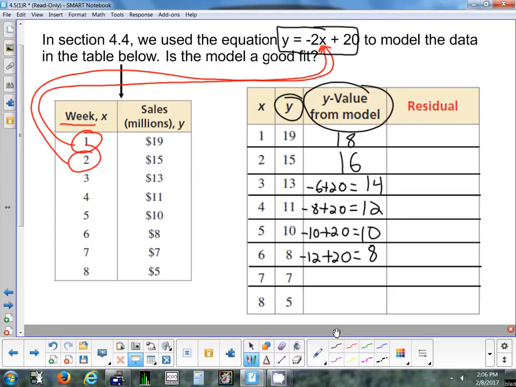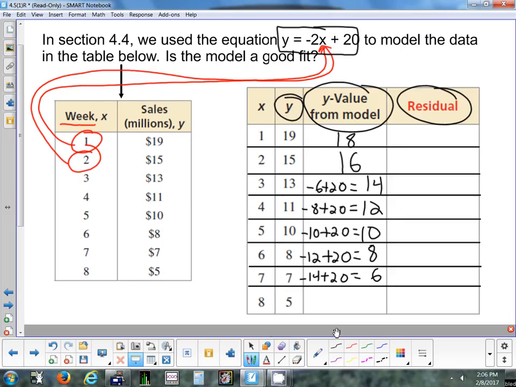What's the next x value? 7. Plug it in. What's negative 2 times 7? Negative 14. We have to add 20. 6. Did the model give me a perfect prediction? No, it's off a little bit. We'll find out how much it's off in a second.